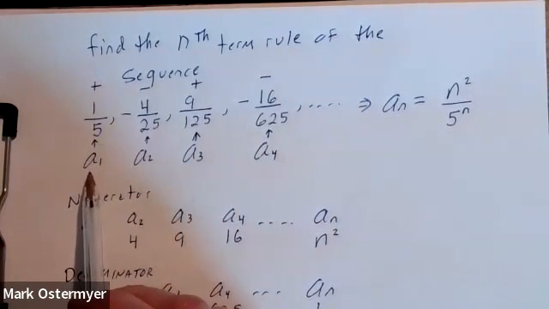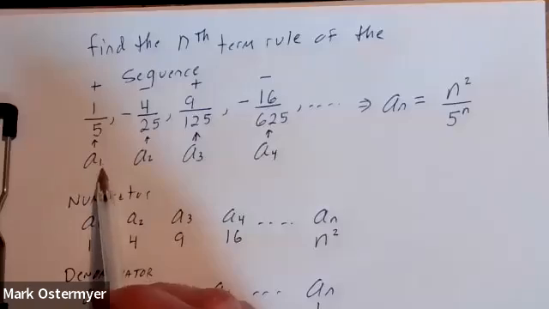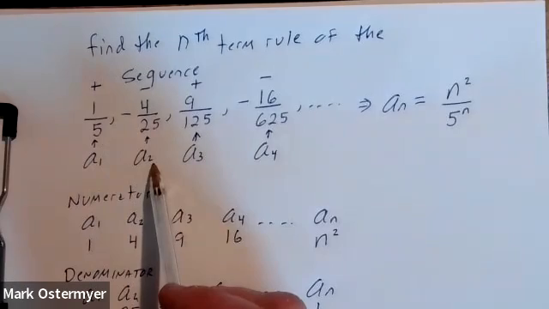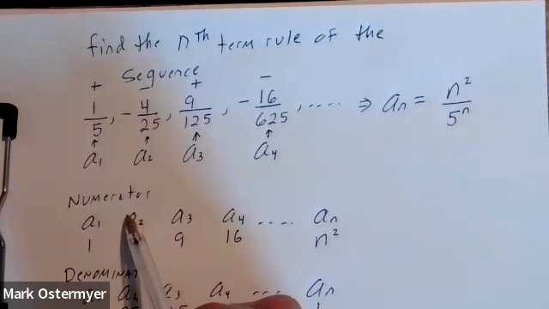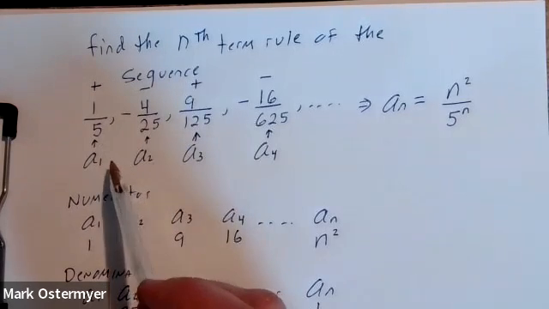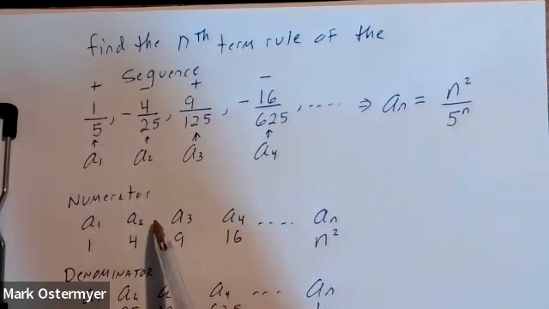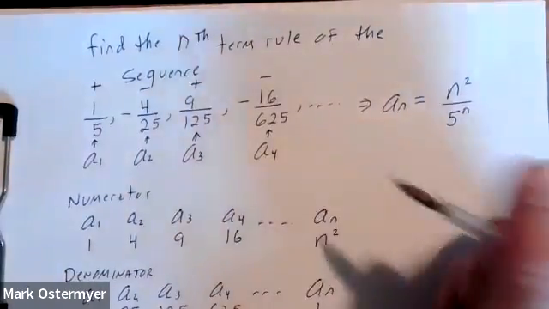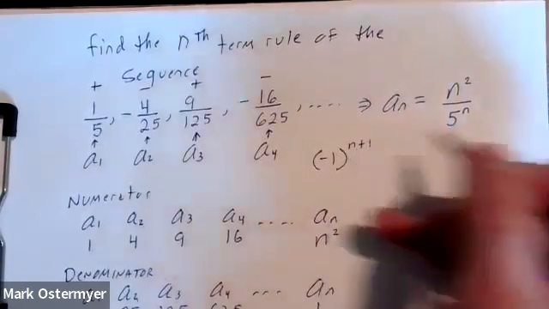So notice, if I raise -1 to an odd power, I get a negative, when in fact our first term of the sequence is positive. When I raise -1 to the second power, I would get a positive, when in fact the second term is negative. So we're going to have to ensure that when I raise -1 to an odd power, I get a positive, and when I raise -1 to an even power, I get a negative. To ensure that happens, I am going to have to raise -1 to the n+1 power.